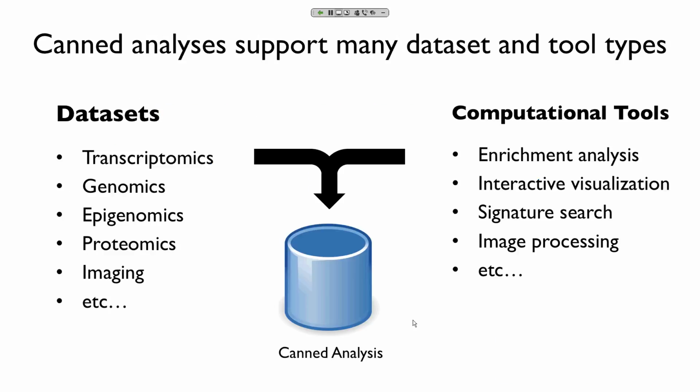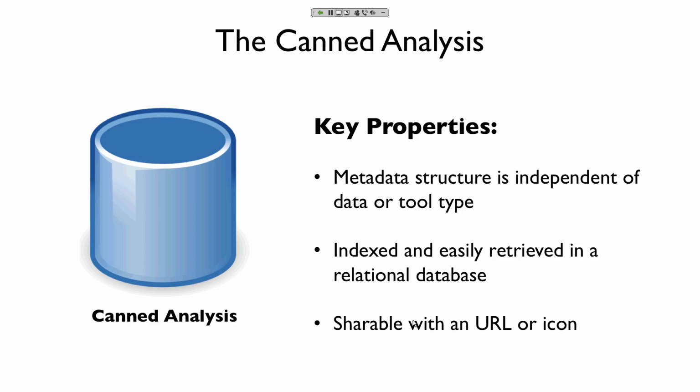So briefly, canned analyses will be designed to support multiple different data set types, such as transcriptomics, genomics, epigenomics, and any other types, as well as multiple types of computational tools, which could be enrichment analysis tools, visualization tools, but ideally any other number of computational tools. So the canned analysis has a series of key properties which we think will make it useful to address the issue of connecting data sets and tools.